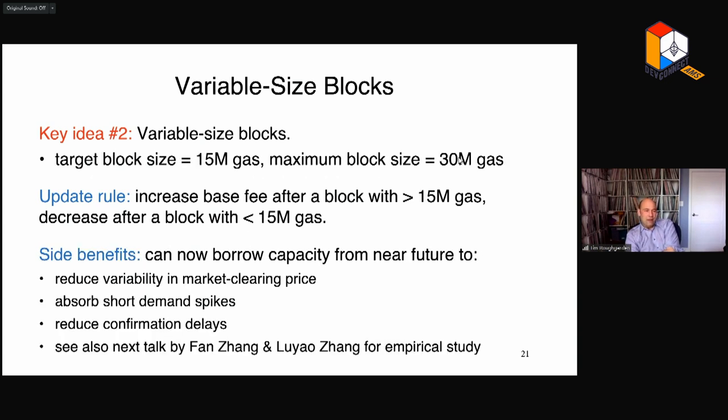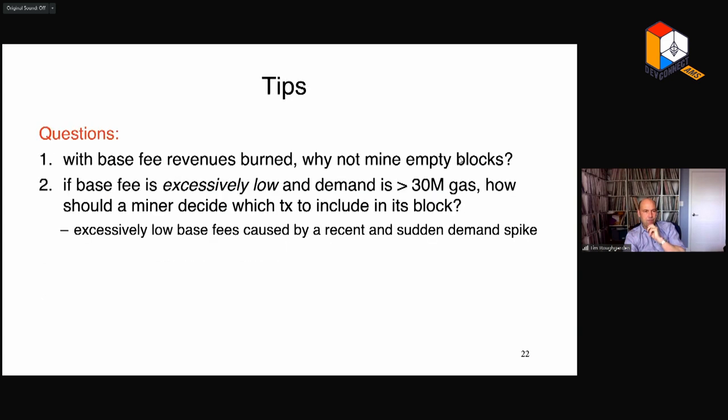You could imagine having variable size blocks without any of the other stuff, because they have a bunch of other really nice consequences. The empirical analysis you'll be hearing immediately after this talk, this very nice work by Fan and Lu Yao, does a very nice empirical study of exactly these topics and a number of other things. So you should absolutely stay and watch that talk right after this one.